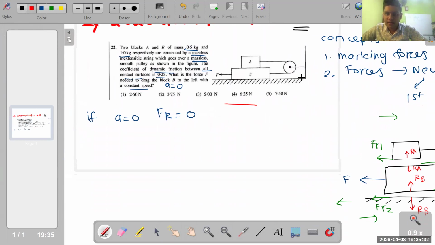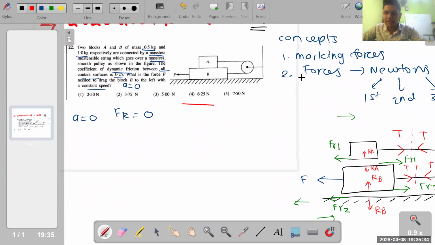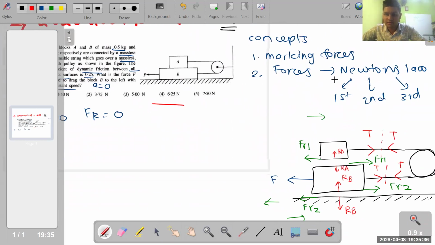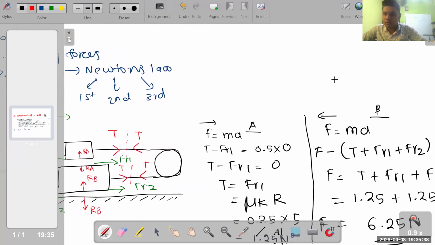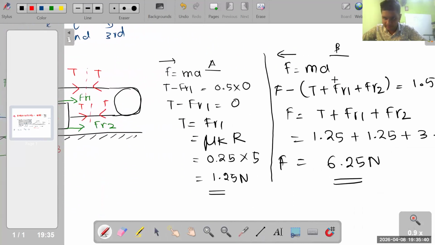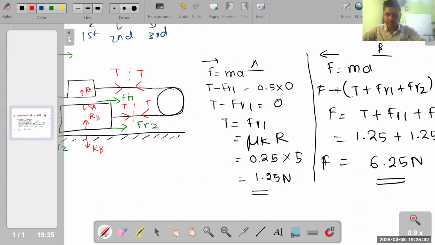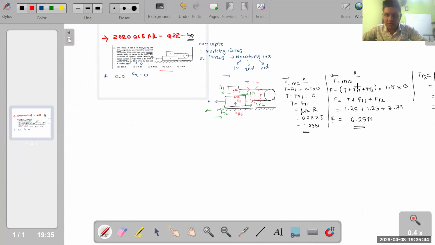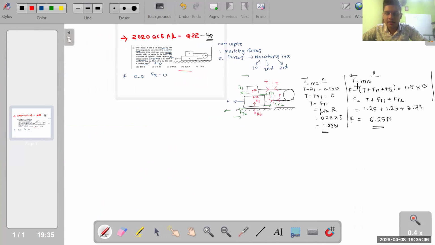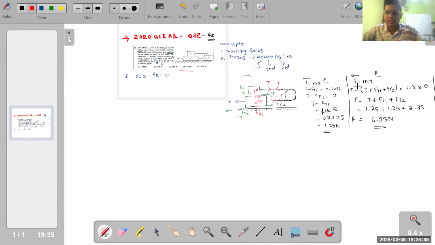Can you understand how we got the answer? Simple. We should have the knowledge of marking forces, and we should know how to use the equation F equals ma. So that's the working for this question. Simple, right? I hope you got something new from this question. And don't forget this theory. I have revised the theory part through a question.